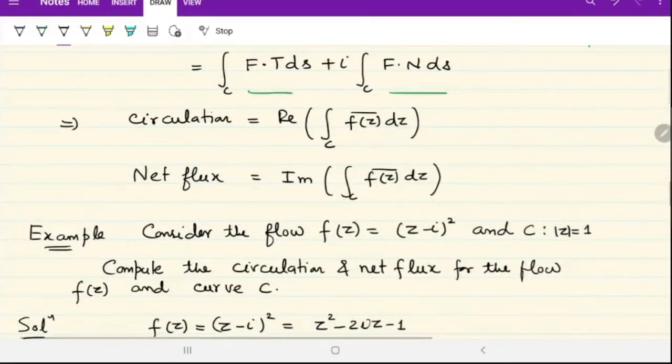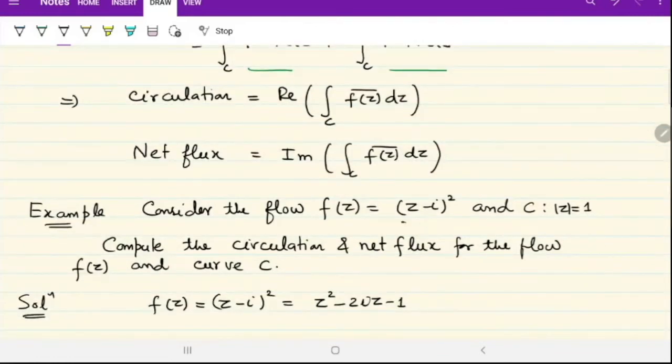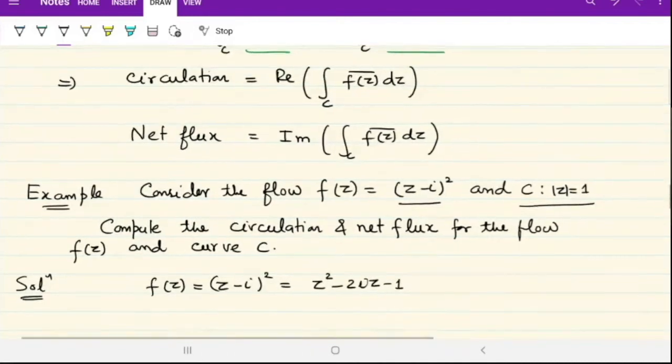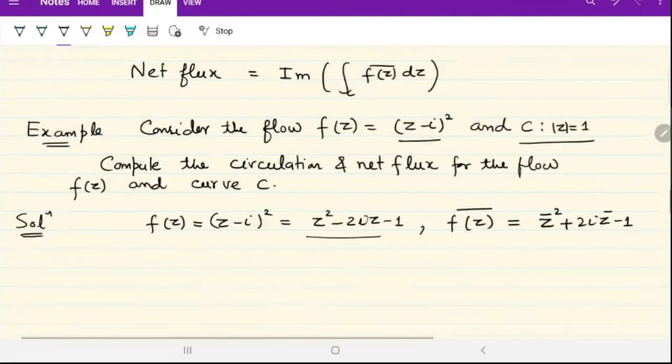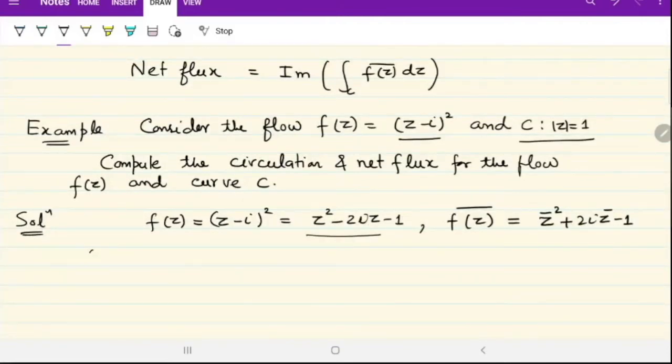So let's consider f(z) equals (z minus i) squared, and let's consider our simple closed contour as the unit circle |z| equals 1, and we have to assume positive direction for this circle. We have to compute circulation and net flux. So for that, we need to compute contour integration of f(z) conjugate. So if this is your f(z), then its conjugate would be z bar squared plus 2i z bar minus 1. Now we have to compute the integral of f(z) conjugate over unit circle C.